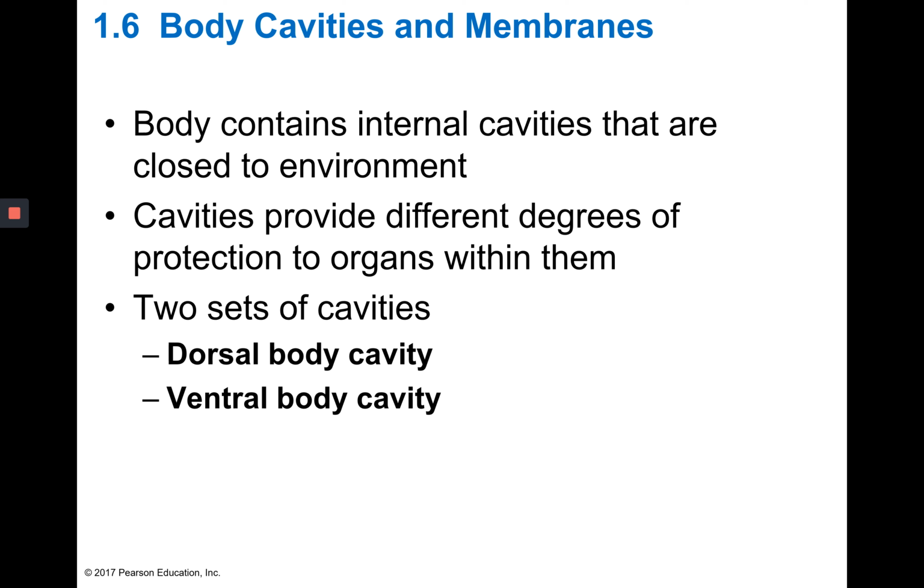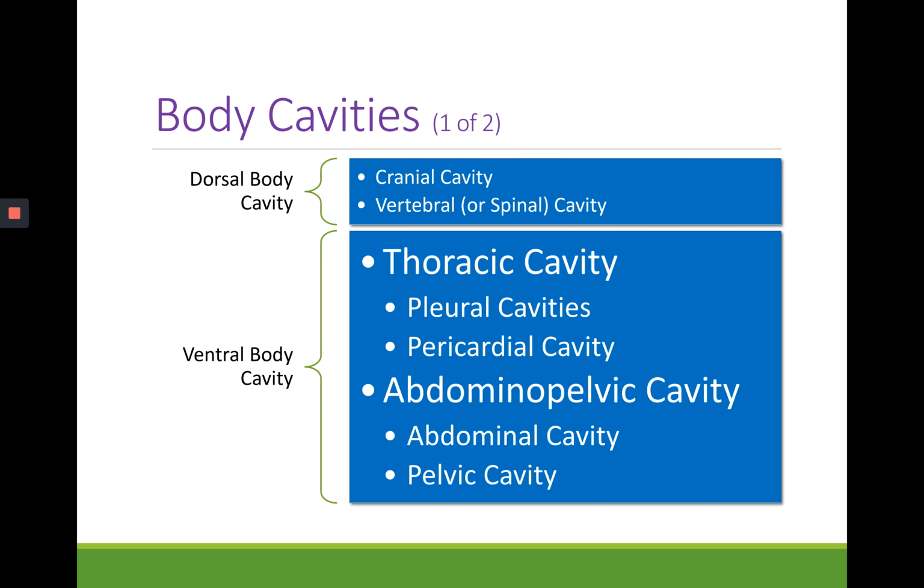There's two sets of main, big, kind of broad categories for our cavities: the dorsal body cavity and the ventral body cavity. If you remember our terms, dorsal means towards the back, it's like posterior. Ventral means towards the front, like anterior. So the dorsal body cavity is behind the ventral body cavity. In the dorsal body cavity, you have the cranial cavity and the vertebral cavity. In the ventral body cavity, you have the thoracic cavity and the abdominal pelvic cavity.